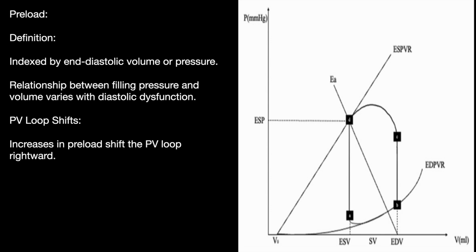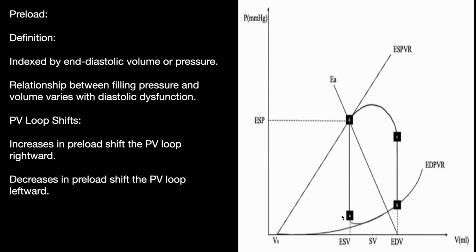So the PV loop shift. This is the PV loop that we have. This loop will shift if an increase in the preload happens. If there is an increase in the preload, that means this point B is shifting over here. So there is a rightward shift, the volume is more. So I have a rightward shift of the PV loop. Increasing the preload will result in a rightward shift of my PV loop.